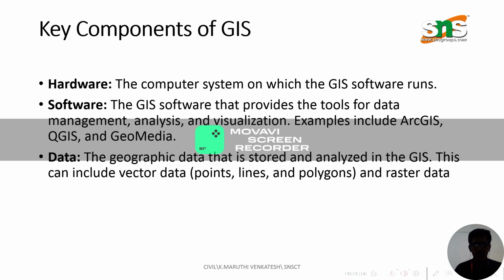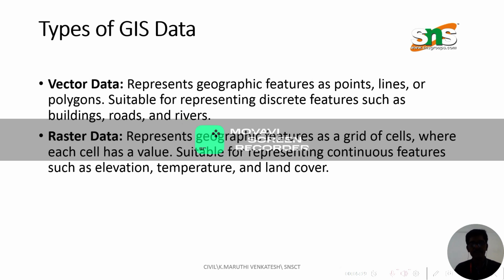The geographical data that is stored and analyzed in this can include vector data and raster data. Example: vector data means points, lines, and polygons. Raster data means picture, nothing but a picture. Types of data: one is vector data, then is raster data.